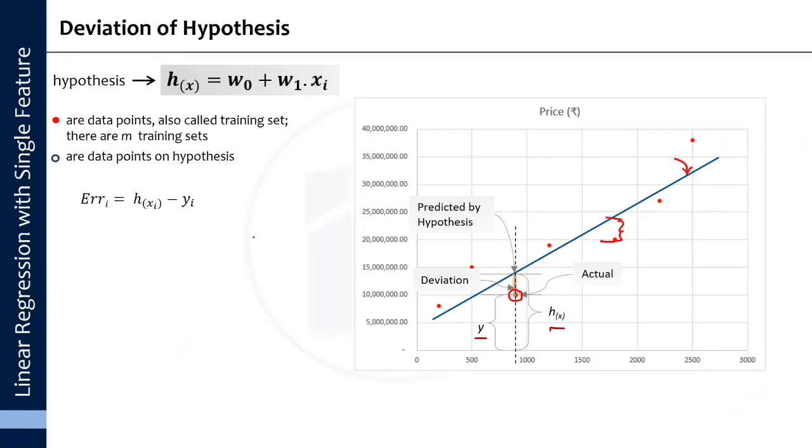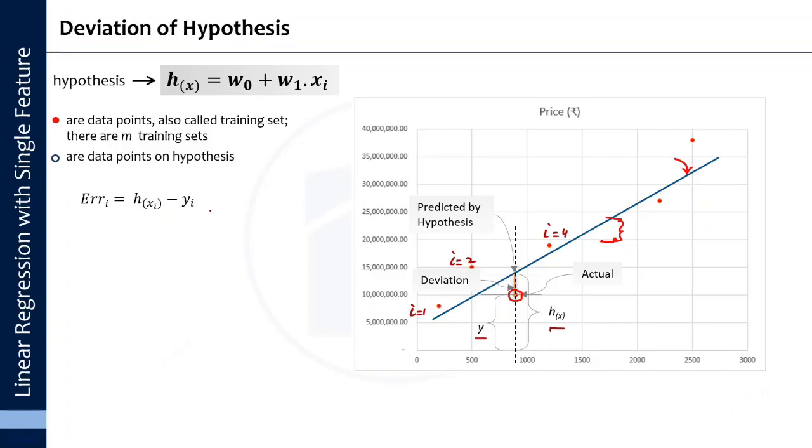So we are also calling it error i. i means the ith example. There are 7 training examples over here. This is i equal to 1, this is i equal to 2, this is i equal to 3, i equal to 4, something like that. So error i, that is h(x_i) minus y_i. That is the error from one of the points.